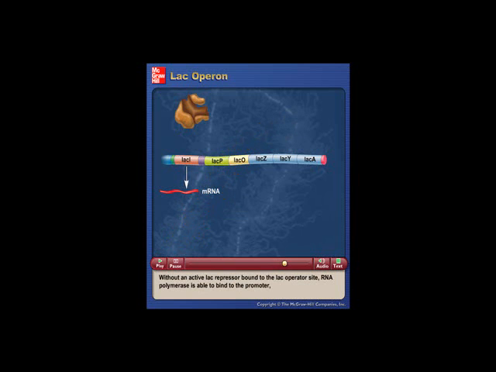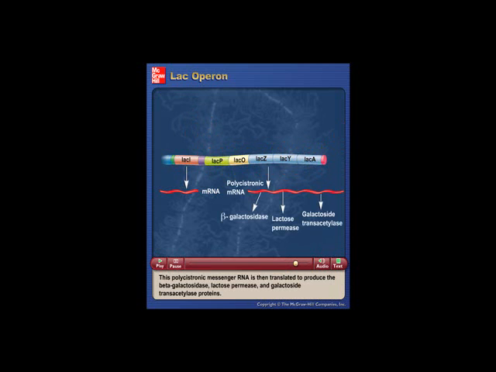Without an active lac repressor bound to the lac operator site, RNA polymerase is able to bind to the promoter, and a polycistronic messenger RNA is transcribed that includes the LacZ, LacY, and LacA genes. This polycistronic messenger RNA is then translated to produce the beta-galactosidase, lactose permease, and galactoside transacetylase proteins. Therefore, the induction of the lac operon enables the bacterium to efficiently transport lactose into the cell and metabolize it.